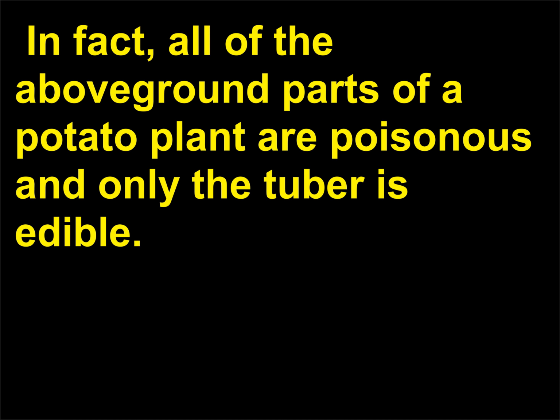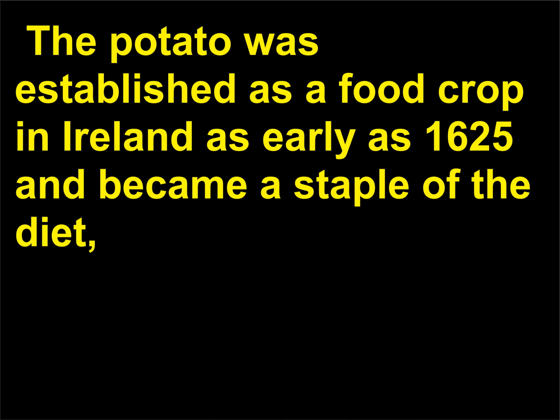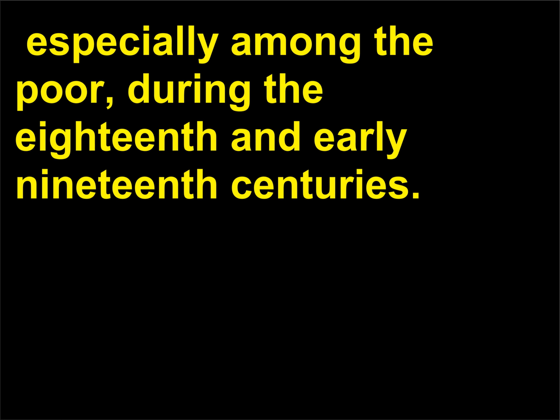In fact, all of the above-ground parts of a potato plant are poisonous and only the tuber is edible. The potato was established as a food crop in Ireland as early as 1625 and became a staple of the diet, especially among the poor, during the 18th and early 19th centuries.